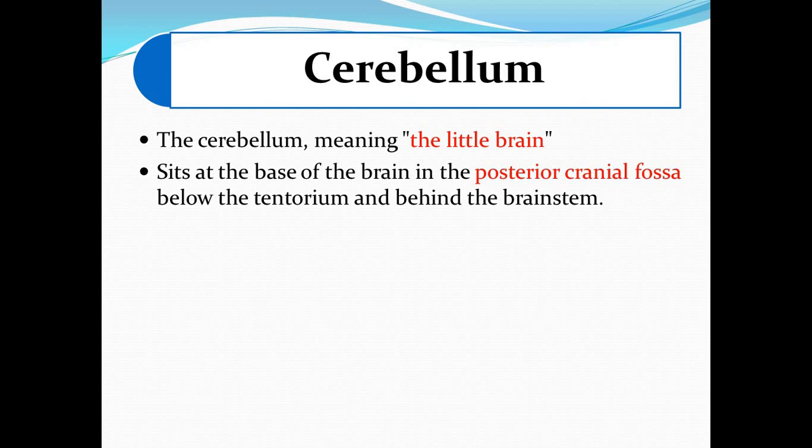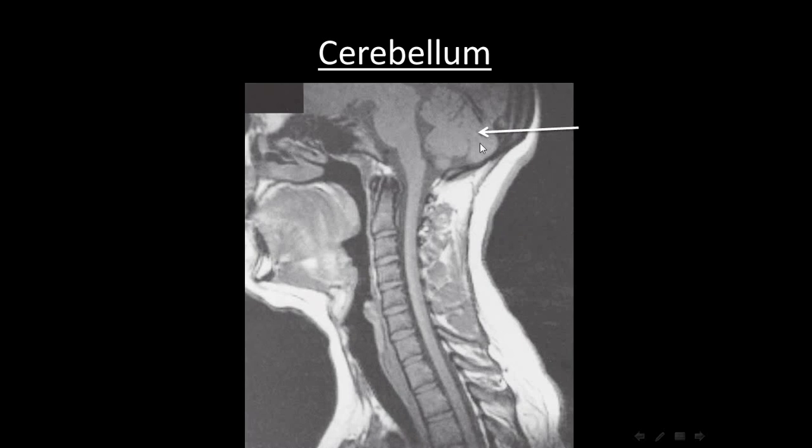We know that the cranium is divided into 3 fossas: the anterior, middle, and posterior. So most of the posterior cranial fossa is occupied by the cerebellum. It lies below the tentorium cerebelli and behind the brainstem. This is how the cerebellum looks on the real images.